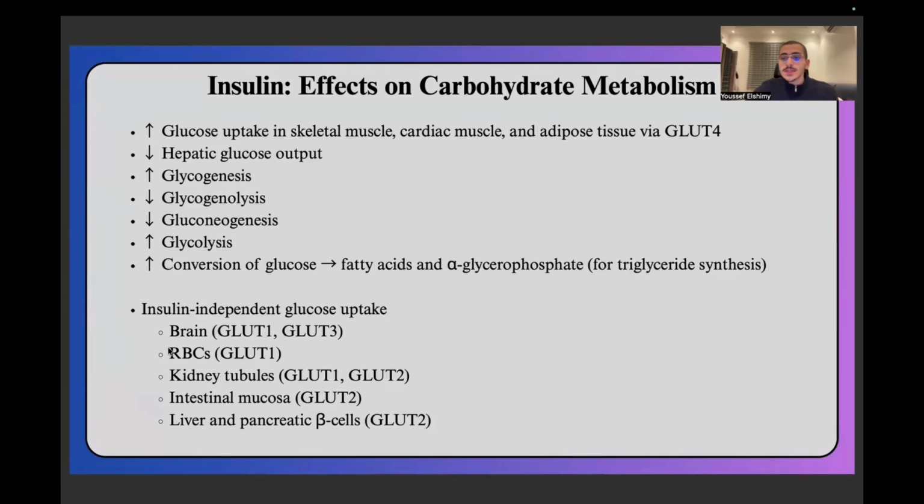One thing to notice is that some cells in our body don't depend on insulin. They just take glucose whenever glucose is available. Cells like the brain use GLUT1 as well as GLUT3. The RBCs use GLUT1. The kidney tubules use GLUT1, GLUT2. Intestinal mucosa, GLUT2. Liver and pancreatic beta cells use GLUT2. So all of these cells have different transporters that can uptake glucose without the need for insulin.